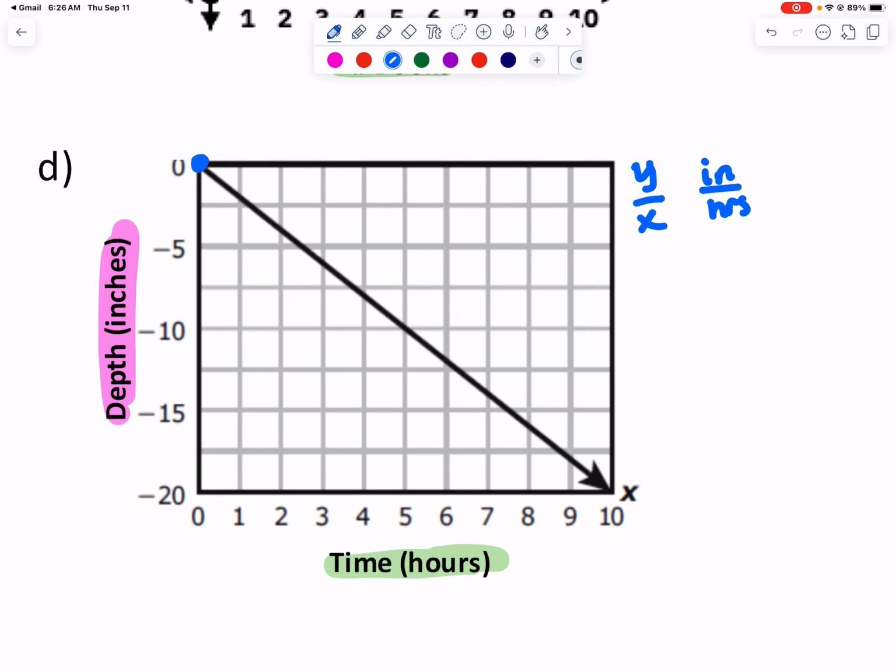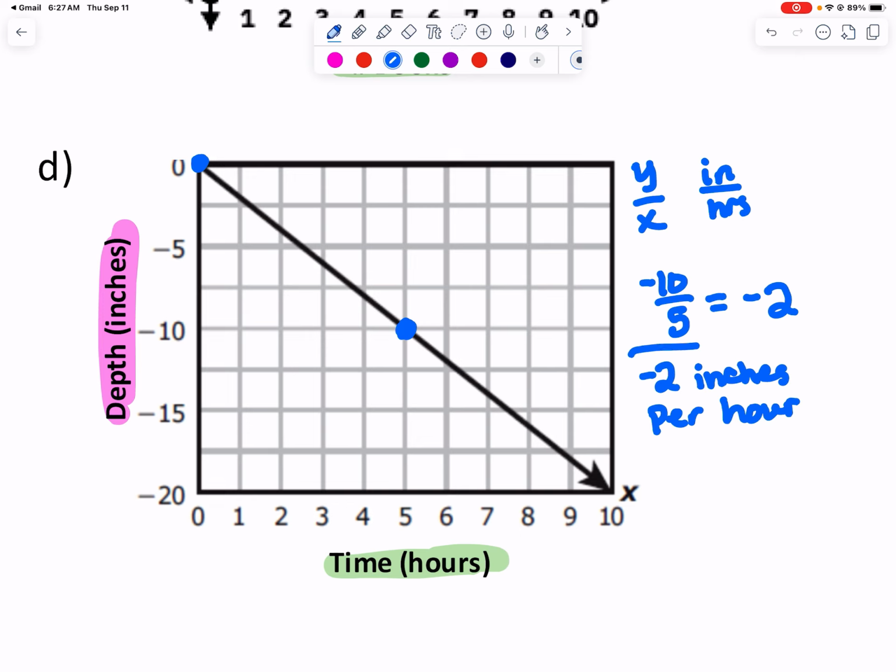We're still going to follow this line looking for any friendly point we can find. To me, this is the first one that I find, so this is the one I'll use. All right, so my y value there is negative 10. My x value is 5. If we divide that, we get negative 2. So if I write that as a unit rate, it would be negative 2 inches per hour. Negative 2 inches per hour.